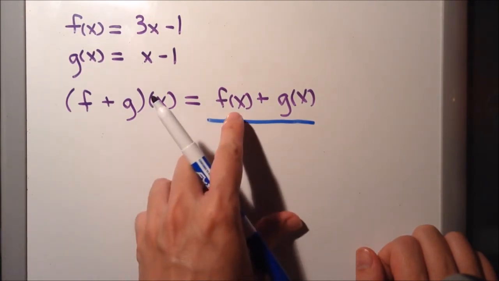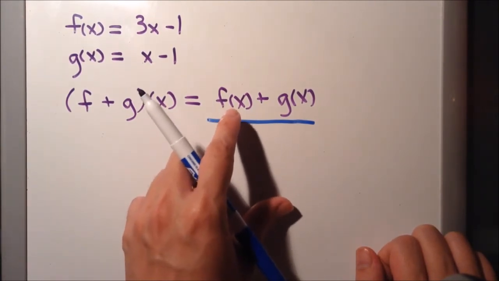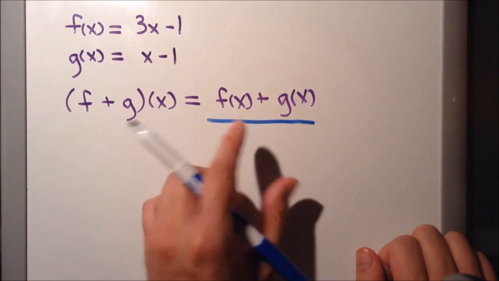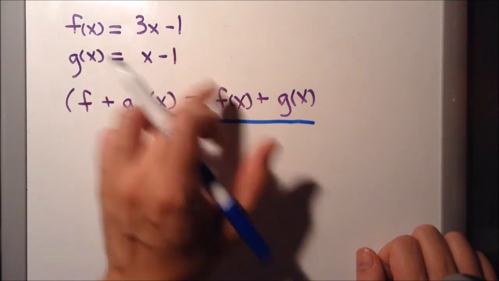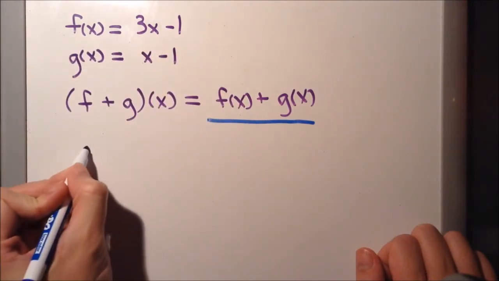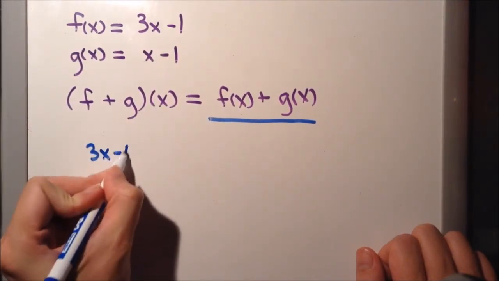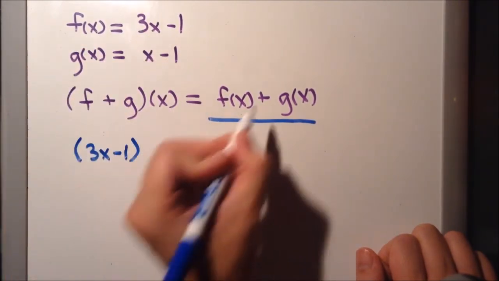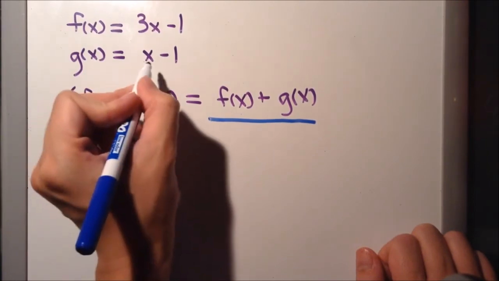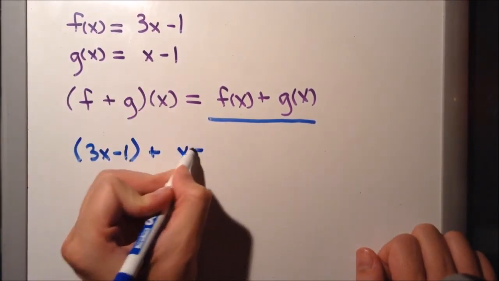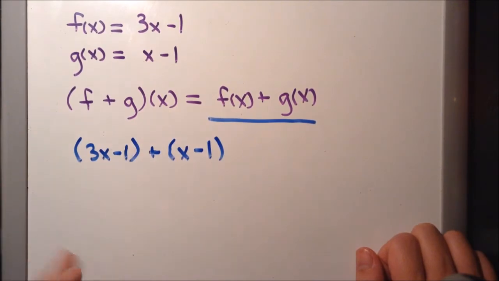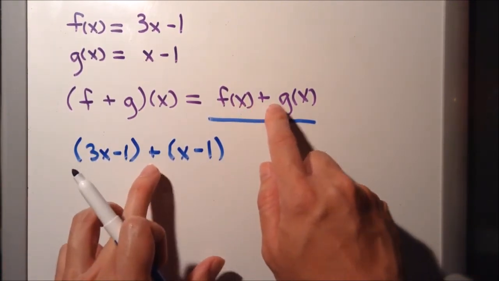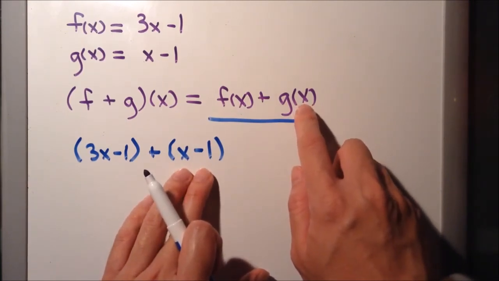So our first one is f of x. So we have to follow the order carefully and always follow the order for all operations. So f of x will be first, so I'm going to write 3x minus 1, and we'll write it in parentheses because it's a function, then plus, I'm going to write x minus 1 in parentheses. So 3x minus 1, that's f of x, plus x minus 1, that's g of x.